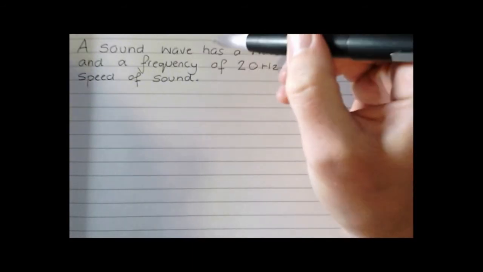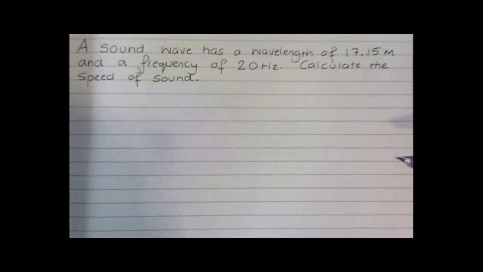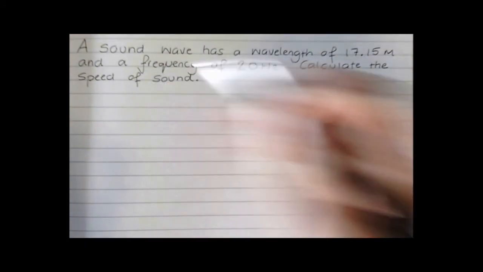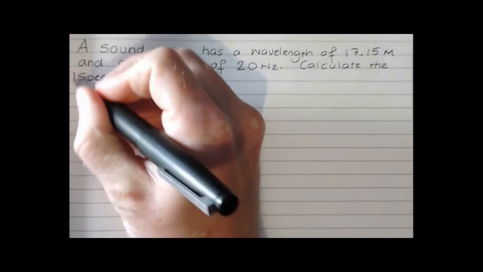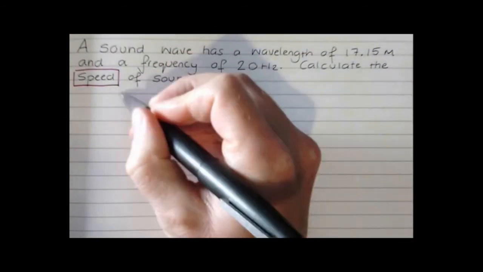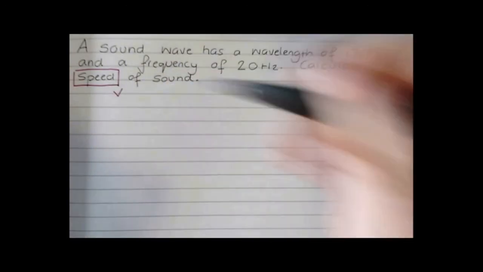So once you've read the question, we now read it again, but we're looking to extract information from it. We want to extract any numbers, and we also want to figure out what the question is asking us to find. So the first thing you do is look at what the question is asking you to find. This says calculate the speed of sound. So it wants us to calculate the speed. I'm going to put a box around that term. And the speed in the equation, remember, was the symbol v for velocity.